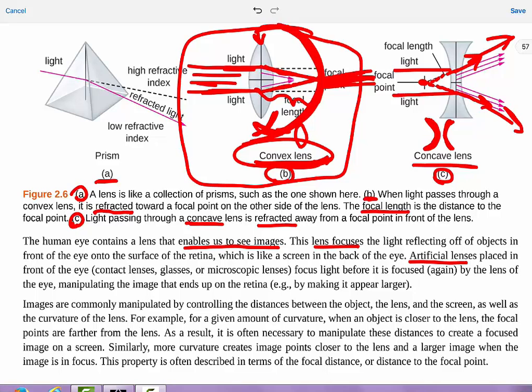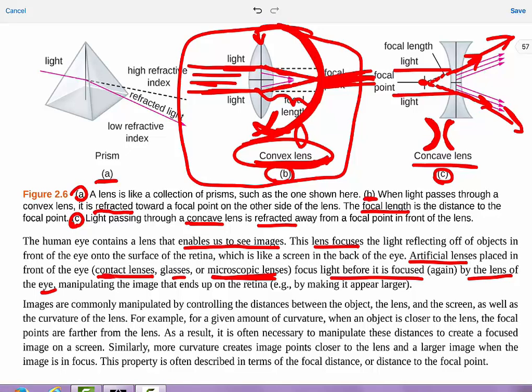All right, so artificial lenses placed in front of the eye, something like a contact lens, glasses, or microscope lenses, focus the light before it is focused again by the lens of the eye. So it's like putting a lens in front of a lens. So that's pretty clear when we're talking about a microscope lens. The microscope itself has a lens, and it's focusing that light into a point, a focal point for us. And then our eye is looking at that focal point that's already been gathered, already been brought to that very clear point, and then it's focusing that onto our retina.